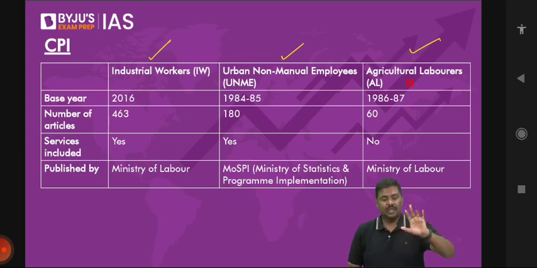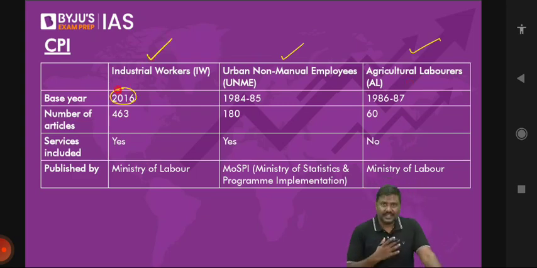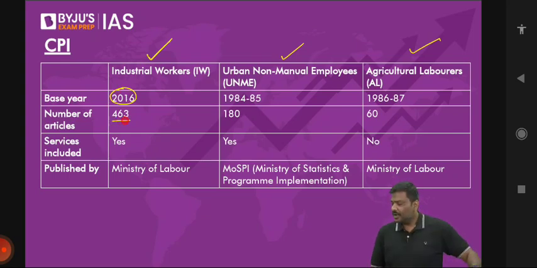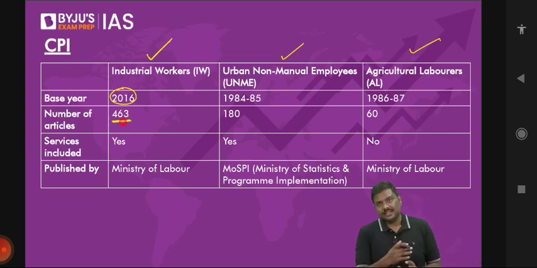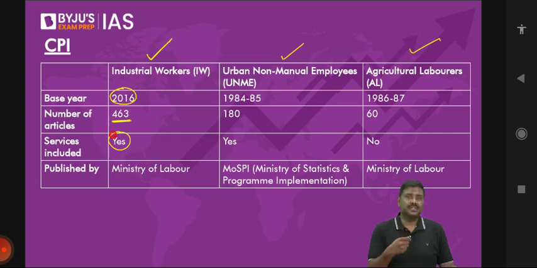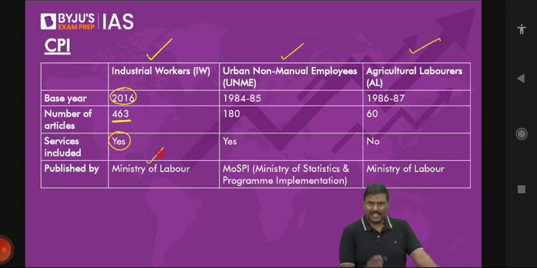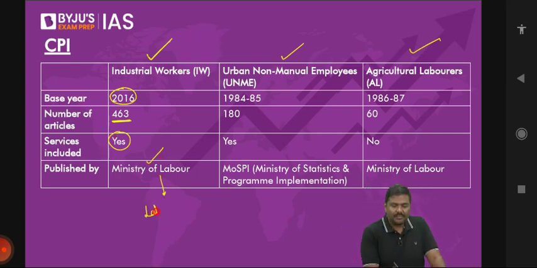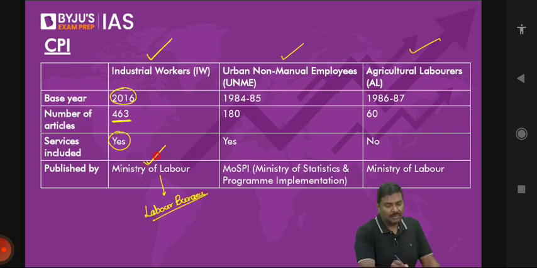So first one is CPI-IW, industrial workers. Under CPI-IW, the base year for the calculation is 2016. The number of articles which are there in the basket is 463. Services are included, and who publishes CPI-IW? It is the Ministry of Labor. Specifically, within the Ministry of Labor, there is a department by the name of Labor Bureau. It is the Labor Bureau under the Ministry of Labor which publishes the industrial workers CPI.